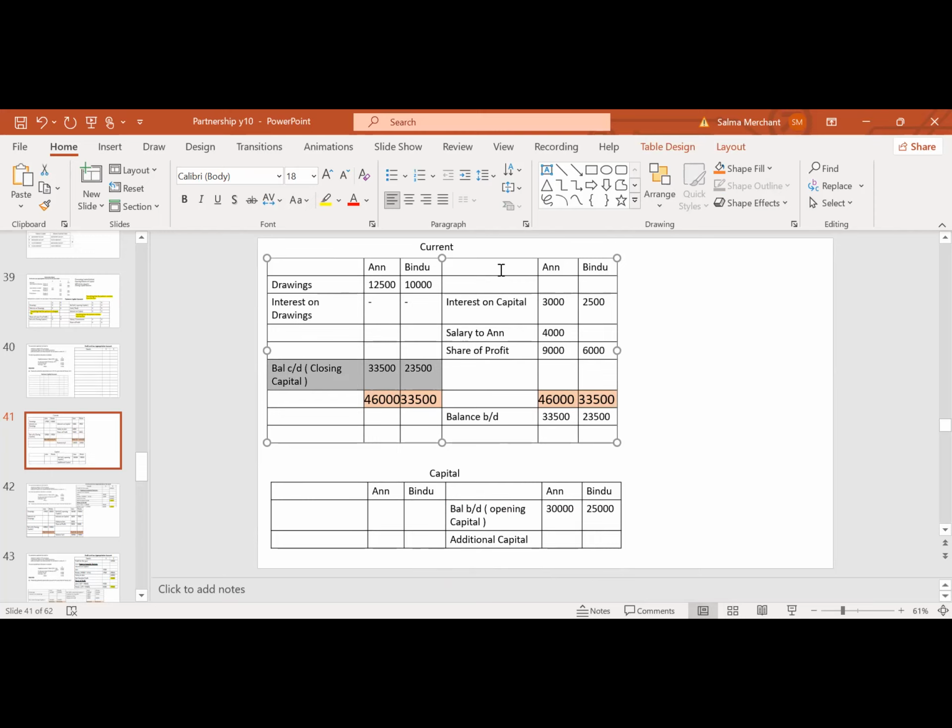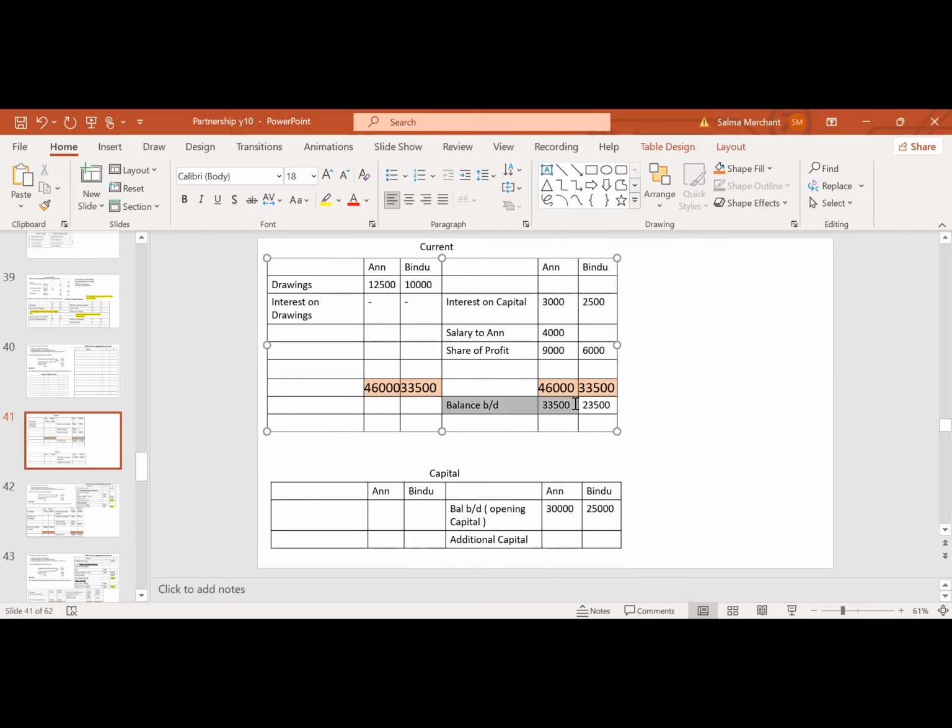Balance brought down will be the current account balance, and the current account can have a credit balance or a debit balance. So when they want the capital account to remain fixed, they will prepare two accounts, one capital account and one current account. In the capital account, they will only write the opening capital and closing capital, finish. And in the current account, they will do everything else. Are you with me?